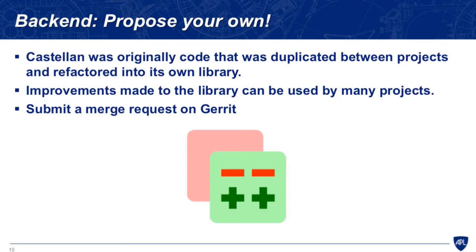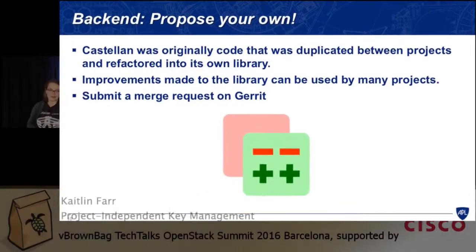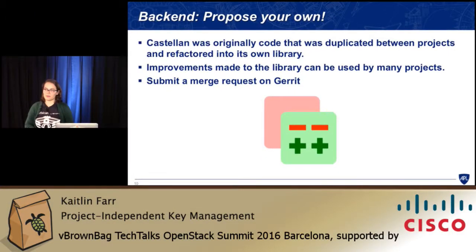So the goal of Castellan is to make a wide variety of backends that would be good for deployment. So if you have any ideas or any needs for key management in your project that could benefit from a different backend, please feel free to submit it for review on Gerrit. There's also a bug report page where if you find any bugs, you can report them.